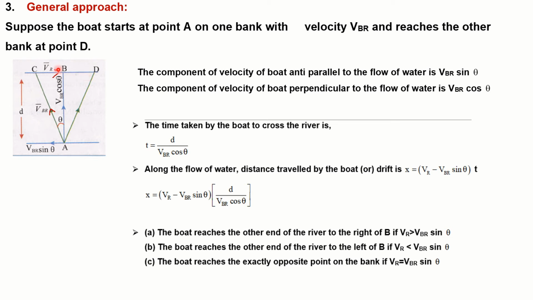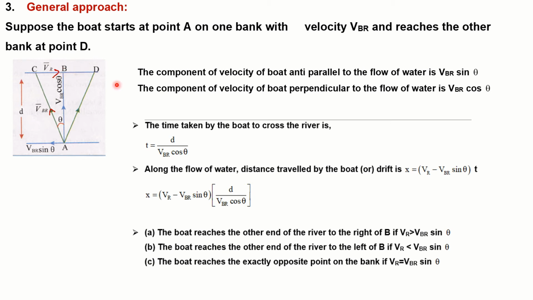Students, if V_R is less than V_BR sin theta, then V_BR sin theta is more and V_R is less, so V_R minus V_BR sin theta is negative. So the boat reaches the other end of the river to the left. And if V_R is equal to V_BR sin theta, then the boat reaches exactly the opposite point. From the question only we could know whether it is going to reach before B, or exactly at B, or after B.